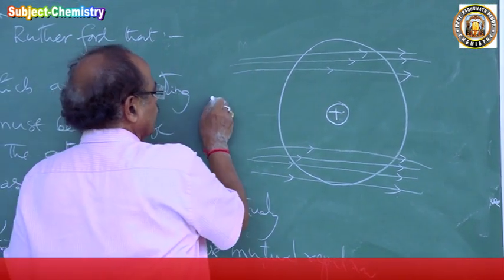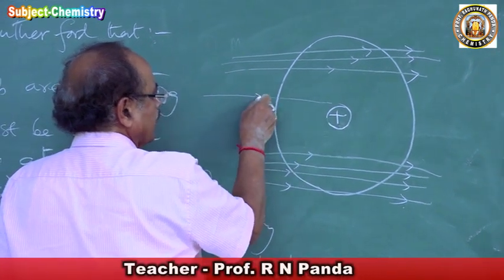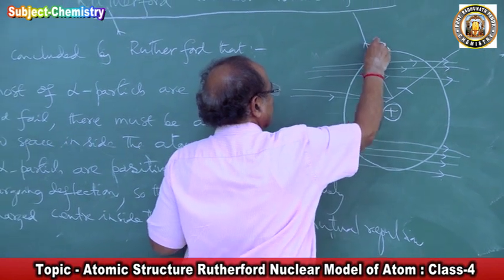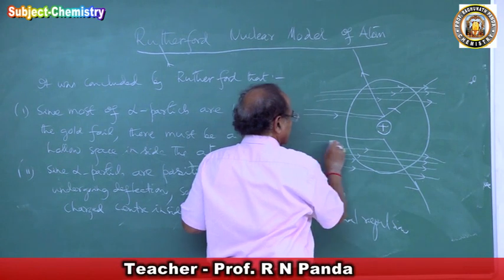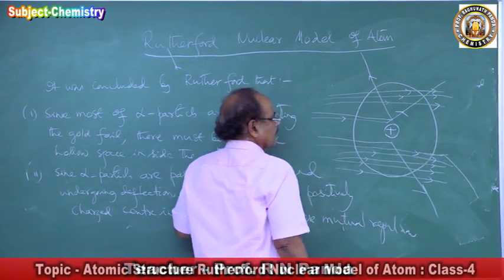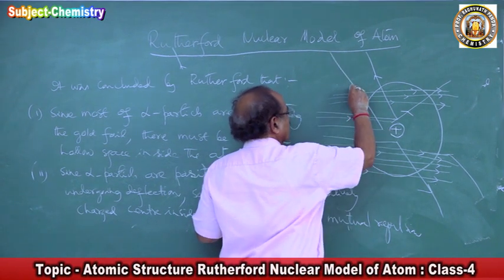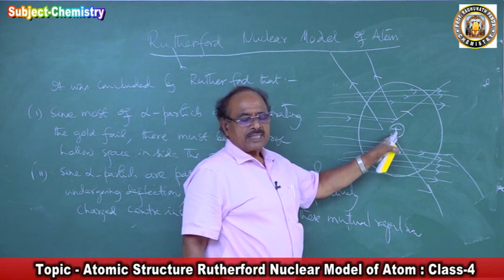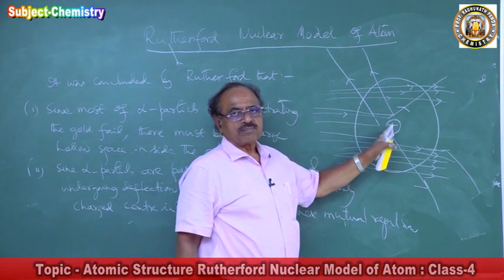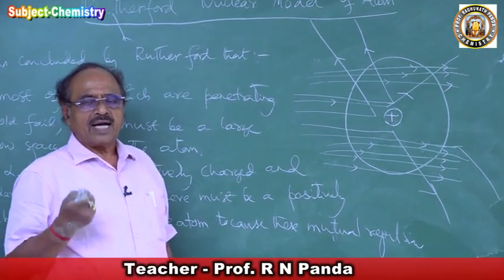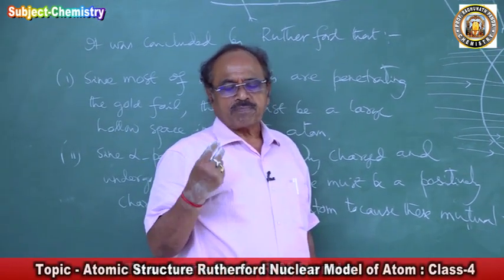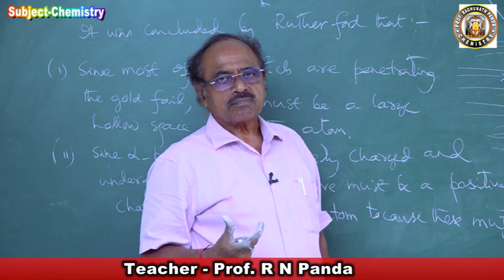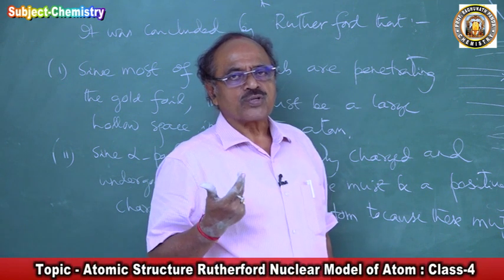Alpha particles are positively charged, so those which come nearer to this positive charge will be repelled. Another particle comes like this, and it undergoes repulsion. Another particle goes like this, and it undergoes repulsion. Those which come very close to this undergo repulsion. So the angle of repulsion depends upon how close the alpha particle comes to this positively charged massive body present inside the atom. Since alpha particles are positively charged and undergoing deflection, there must be a positively charged massive body inside the atom, causing deflections because of the mutual repulsion.